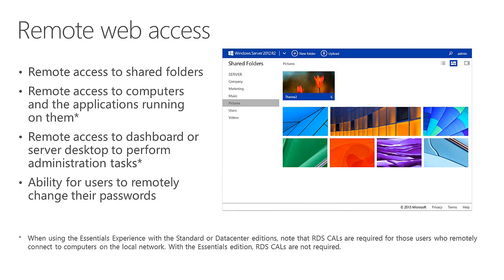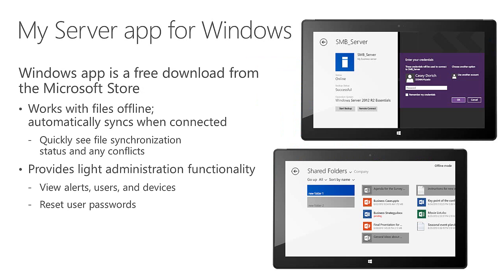You can also access the dashboard remotely. You can do that again, connect through the RWA portal and perform administrative tasks. And end users can also change their own password remotely using the RWA portal. As we look at the MyServer app for Windows, this is a free download from the Microsoft Store.